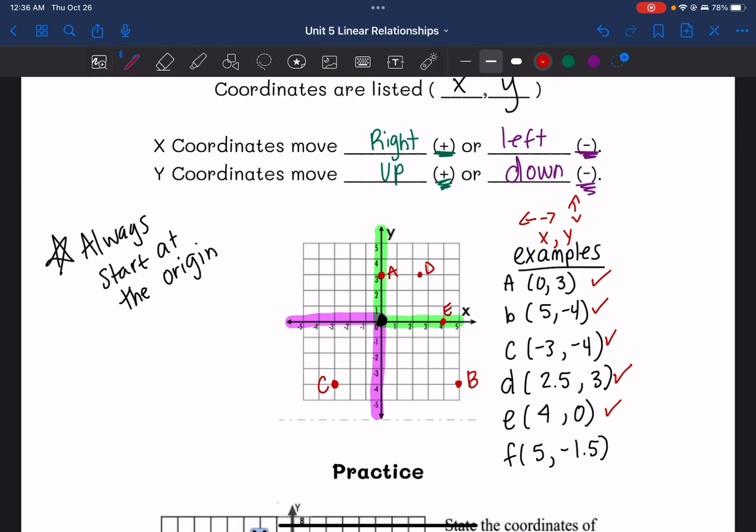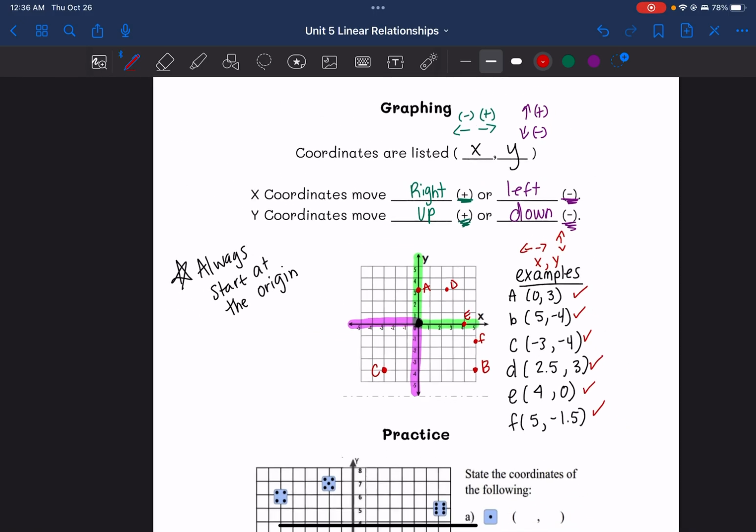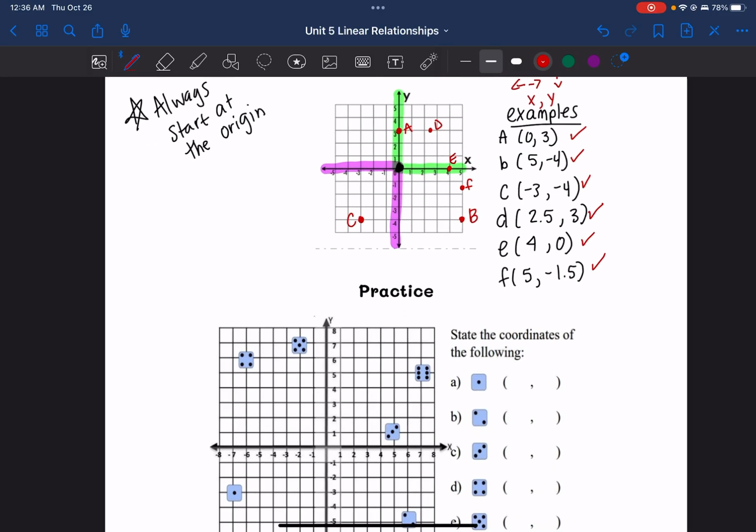Okay, now let's look at 5 and negative 1.5. Okay, 5 tells me that I'm going to the right 5, so I'm going 1, 2, 3, 4, 5, and then it tells me that I have to go down negative 1.5. So I'm going to 1, and remember that 0.5 says that I'm going to be in between negative 1 and negative 2. So it's going to be right here. This is F.